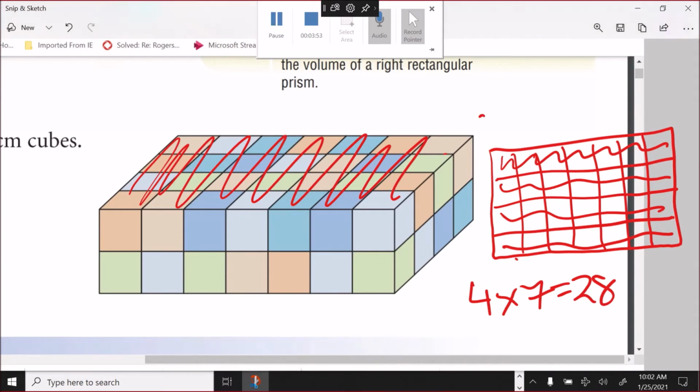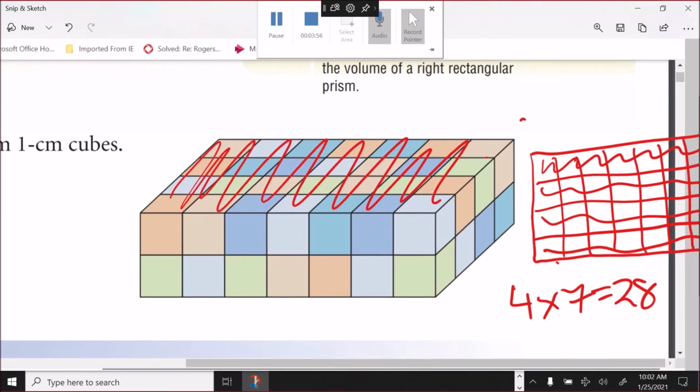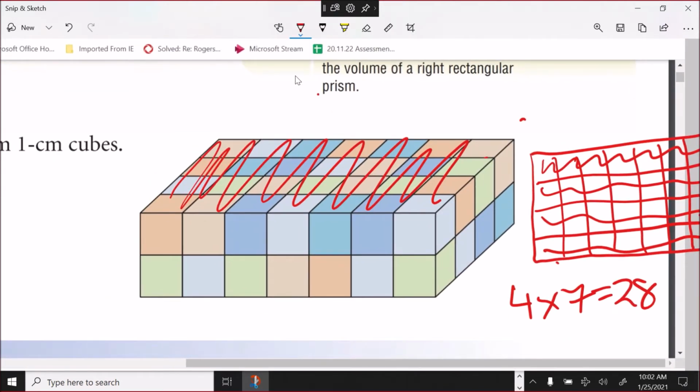Oh, where are my tools here? I've lost my tools. Oh, there we go. Another way you can think of it is this.